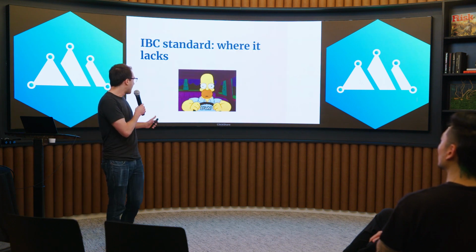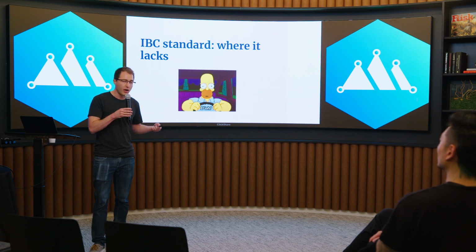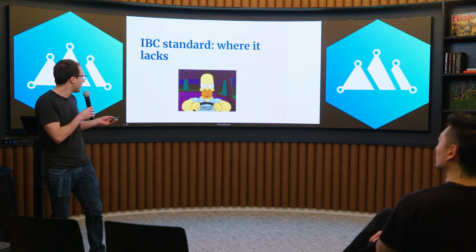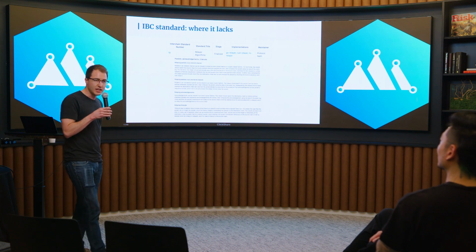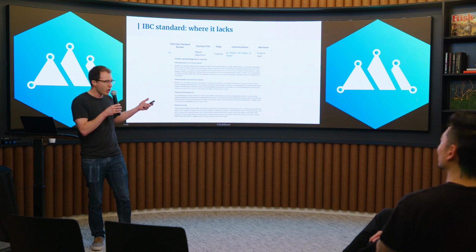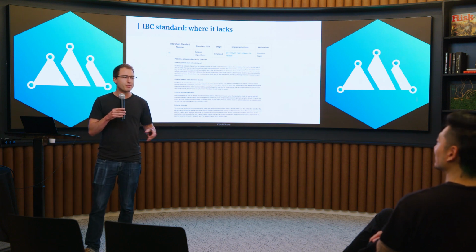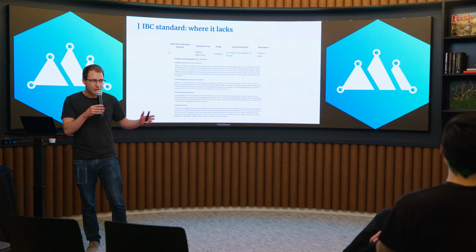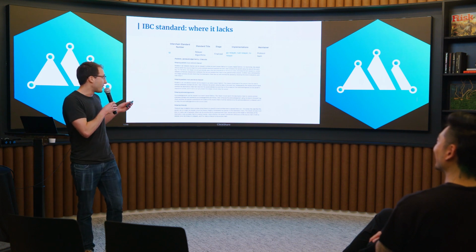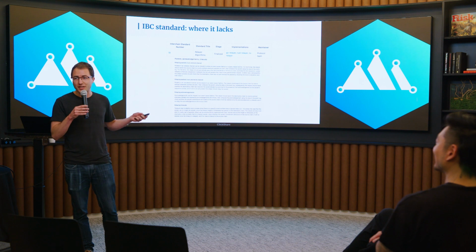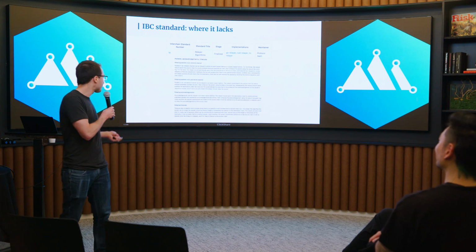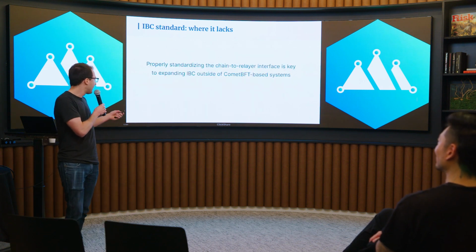The downside of the standard today, which I think hurts our ability to expand beyond Cosmos, is the relayer standard and standardization in general of relayers. So ICS 18 is the relayer standard, and I took a screenshot of part of the standard, and it's quite wordy. It's mainly hand-waved away, and what you should do is unclear, and it's sort of evolved, but it's never really been standardized. And I think standardizing this is key to properly expand outside of Cosmos, and we'll go into the details of why I think that is.